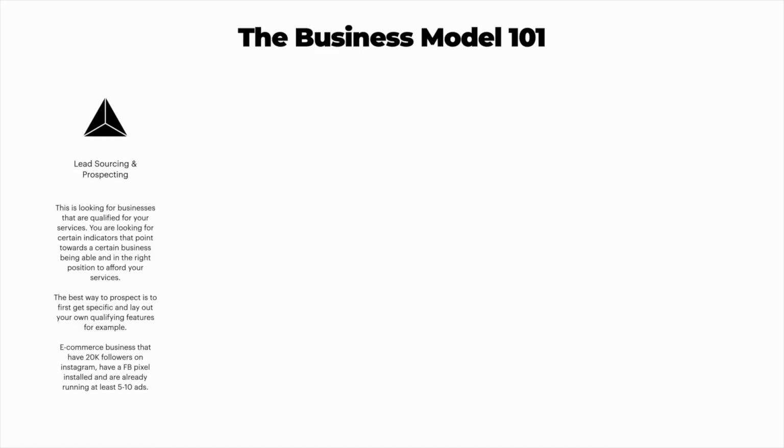The best way to prospect is to get specific on who your ideal client avatar is and then lay out your own pre-qualifying features. For example, you want to work with e-commerce businesses that have like 20K followers on Instagram, have a Facebook pixel installed, and who are already running 5 to 10 ads. That would give you a good indication that this business owner, number one, takes social media seriously, in that they have the 20K followers on Instagram. So that's like their shop, if you will. Their online presence is strong.